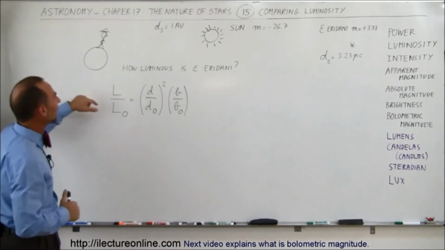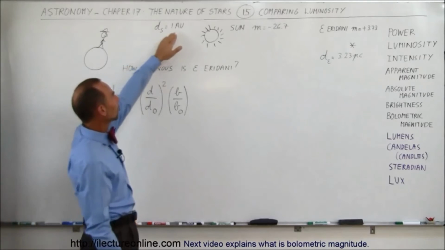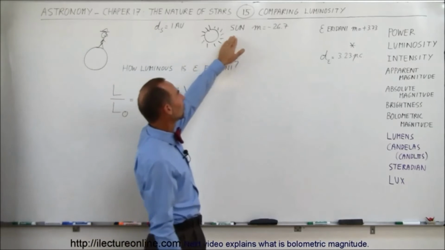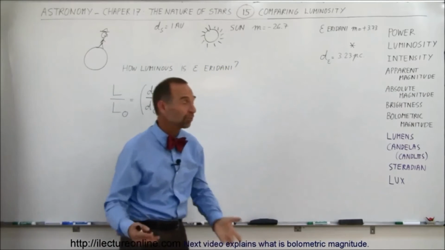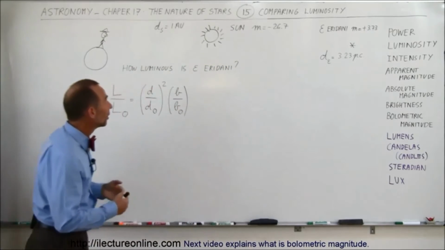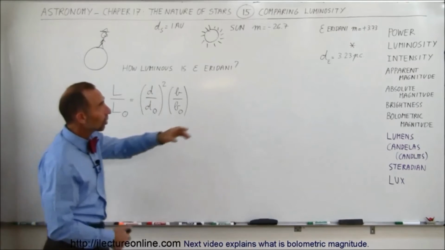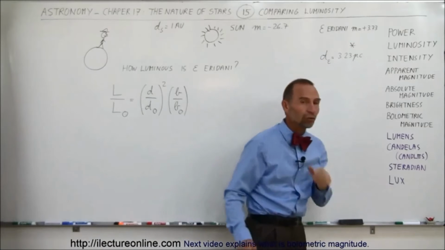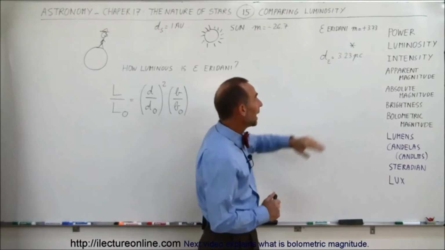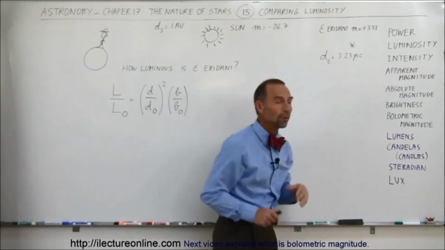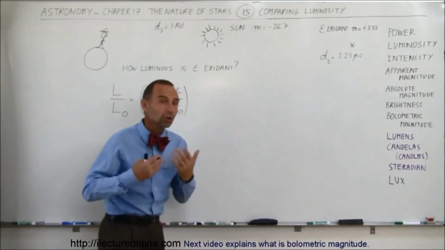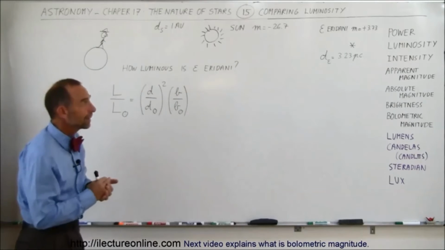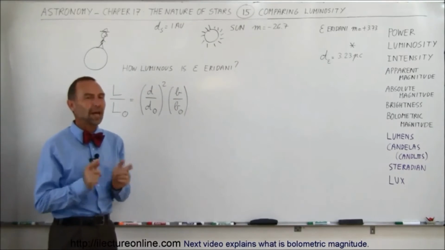So let's say that we have the sun, which is 1 astronomical unit away. The sun has an apparent magnitude of minus 26.7. And we then have another star called Epsilon Eridani, and it has a magnitude of plus 3.73, and it's at a distance of 3.23 parsecs. And we'd like to know how luminous Epsilon Eridani is compared to the sun. How do we do that?